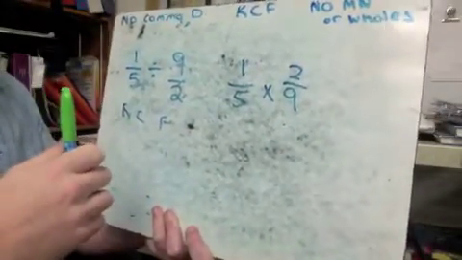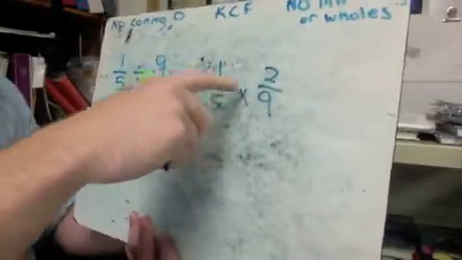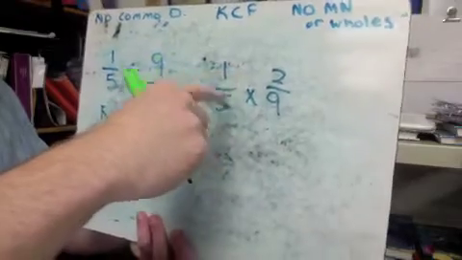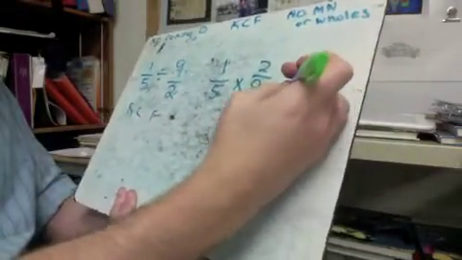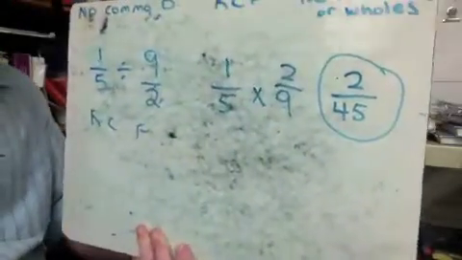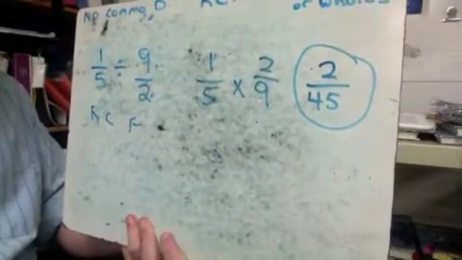I'm only going to write this once because I can't do any of that cross division here. Nothing goes into 1 and 9 besides 1. Nothing goes into 5 and 2 except for 1. Okay, so I'll go straight across, 2, and 45. I don't believe that you can reduce that. So 2/45 is our final answer.